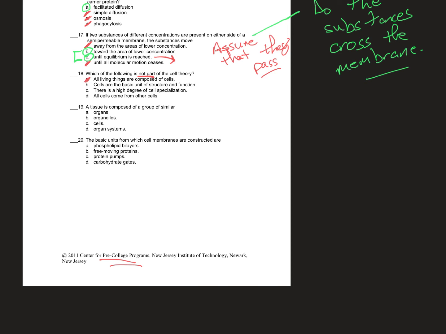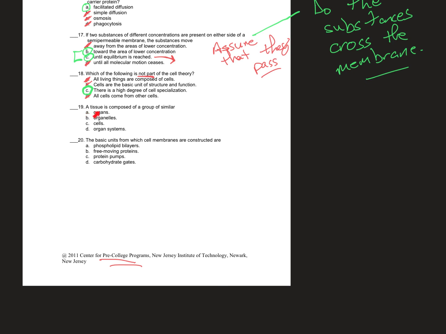So let's leave that one as a question mark. All cells come from other cells. That's true. And B is true, right? And C, the idea that there is a high degree of cell specialization. Well, to some degree that answer is true, but it doesn't answer the question. So that is the answer that we need to put, because the question is which one of these is not part of cell theory.